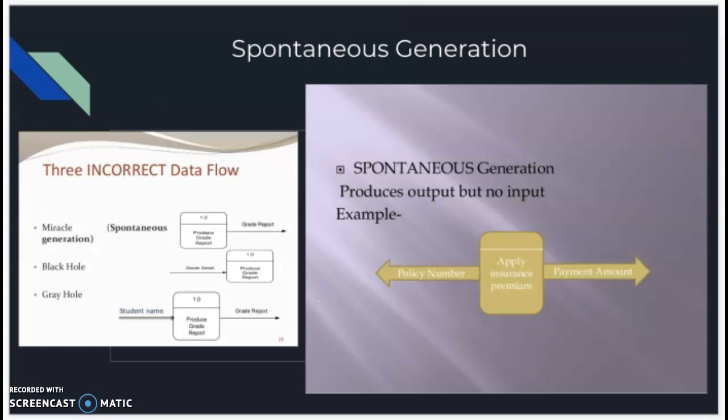Spontaneous generation is where a process produces output but has no input data flow. Because it has no input, the process is called a spontaneous generation process.